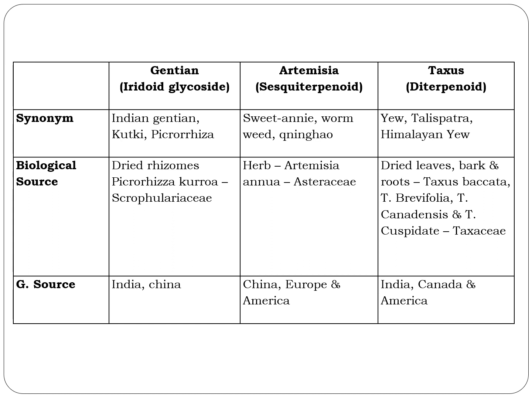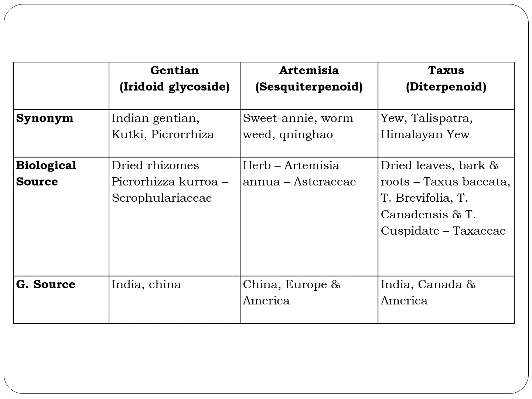Coming to Artemisia, it is a sesquiterpenoid compound. It is sweet. It is commonly called sweet annie, wormwood, qinghao. It is the whole herb of Artemisia annua belonging to the family Asteraceae. It is widely distributed in China, Europe, and America.